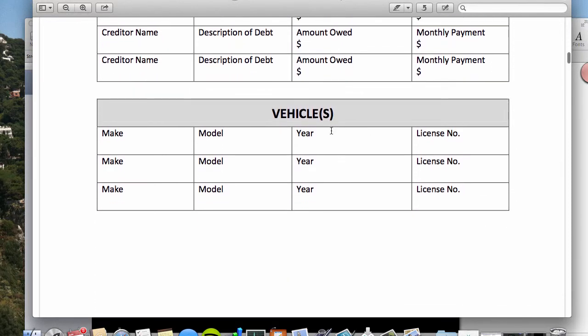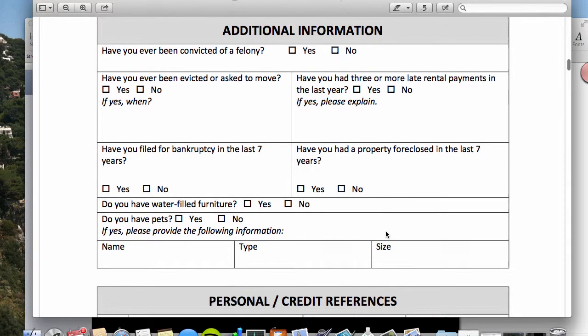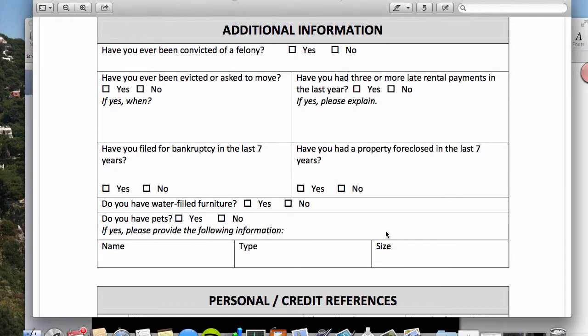Vehicles, we also get their vehicle information. That's just kind of information that we keep in our pocket. If you have to go through a process of eviction, if they're not paying their rent, you could use the information for their vehicle and place a lien on their car if they're not going to pay you. There are multiple things that you can do, but we just get that information so that we have it.